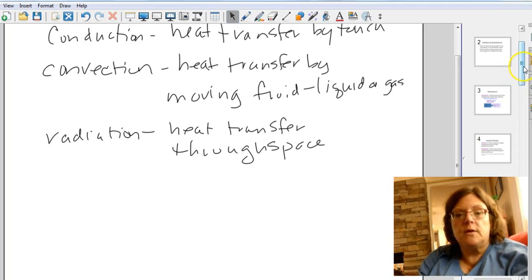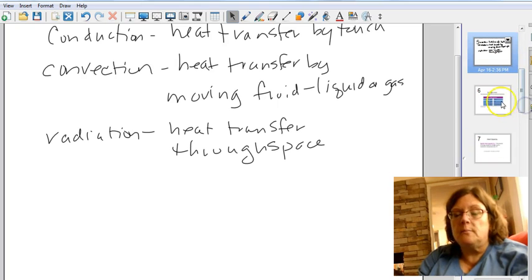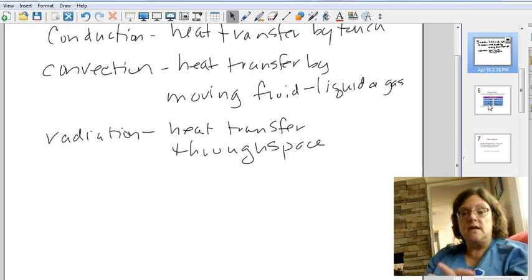Anytime you want to keep things from heating, what you'll want to do is find a way to stop conduction, convection, and radiation. A thermos does that very effectively.